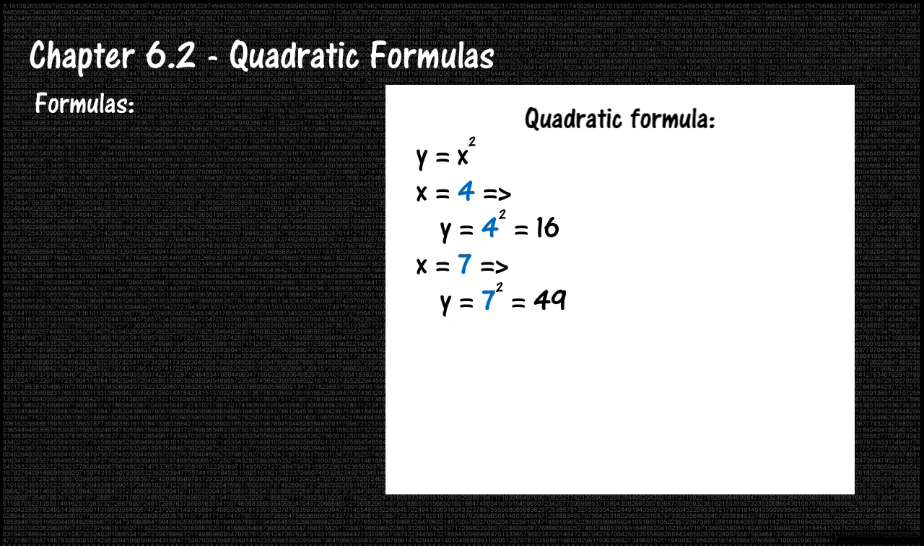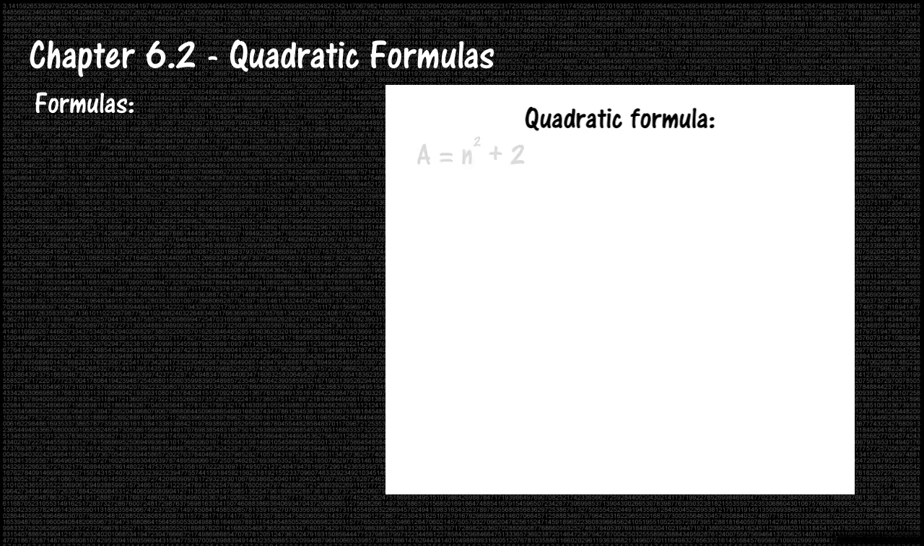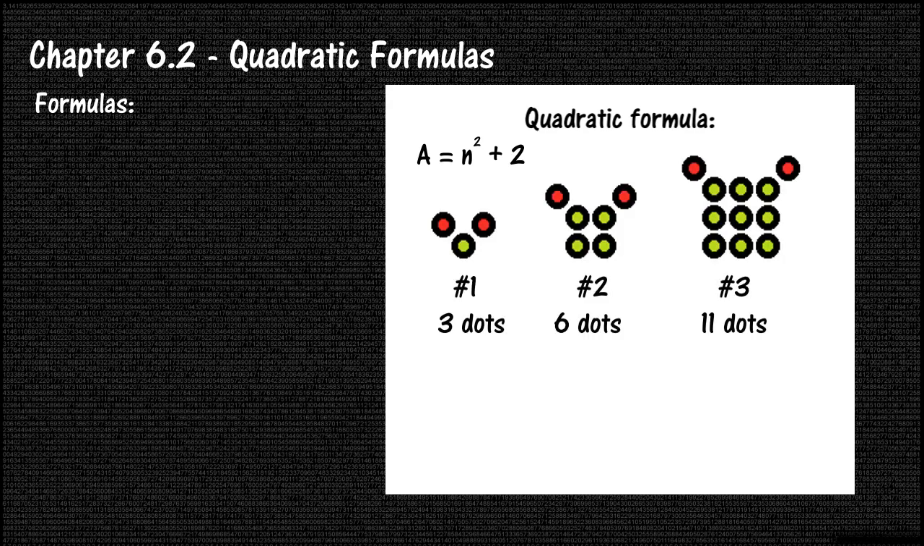Other times the formulas are slightly bigger, such as the formula a is equal to n squared plus 2. In this formula, a represents the amount of dots in the figure and n stands for the number of that picture. As you can see, with each picture the amount of dots increases. To calculate the amount of dots in picture number 5, we evaluate the formula for n is 5. This will give me the line a is equal to 5 squared plus 2. We calculate the line using the order of operations and receive 27 as our answer.